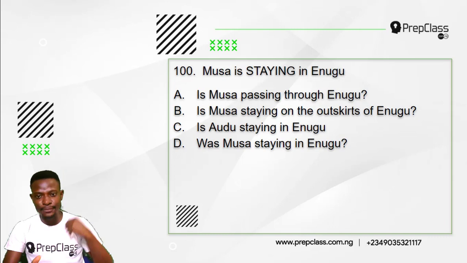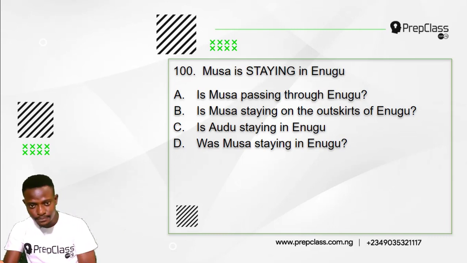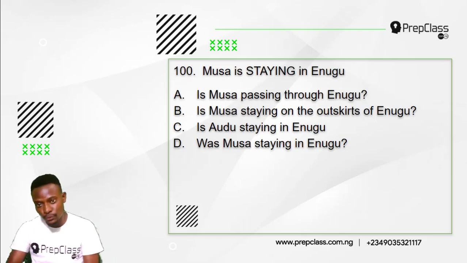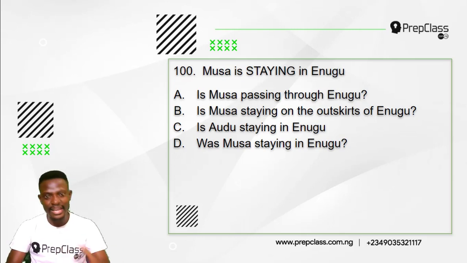Option A. Is Musa passing through Enugu? Option B. Is Musa staying on the outskirts of Enugu? Option C. Is Audu staying in Enugu? Option D. Was Musa staying in Enugu?